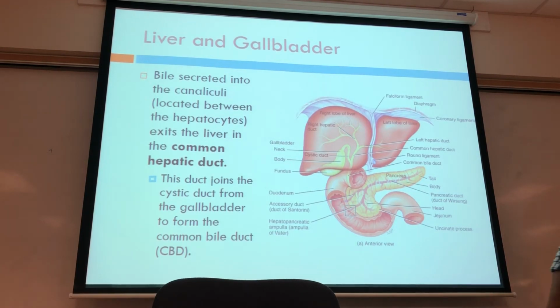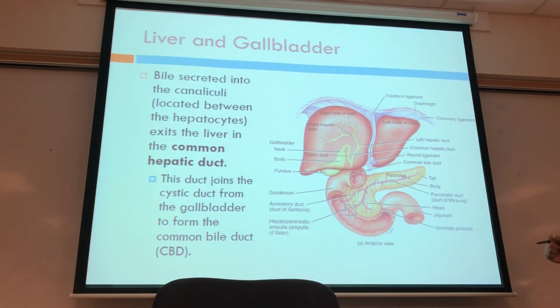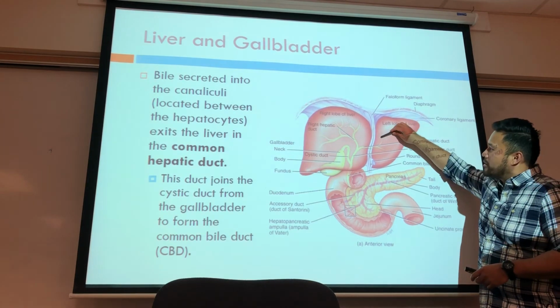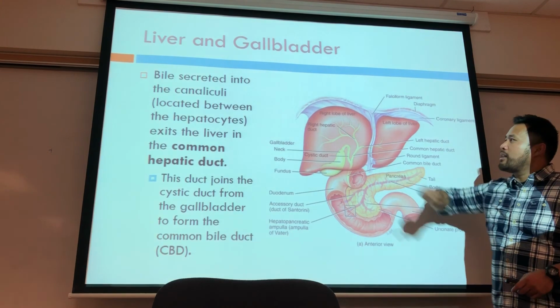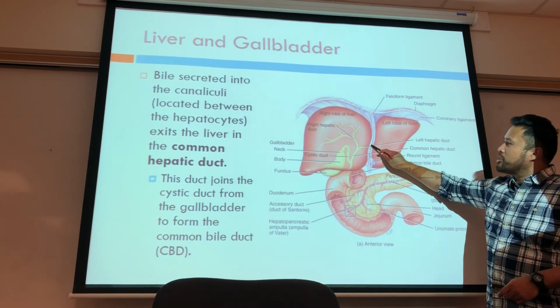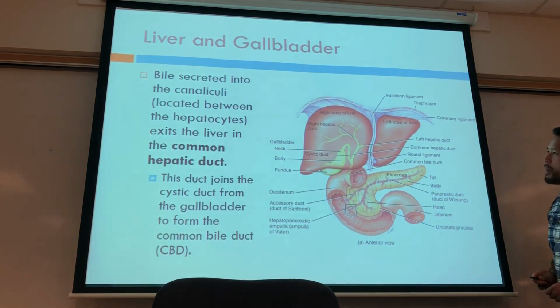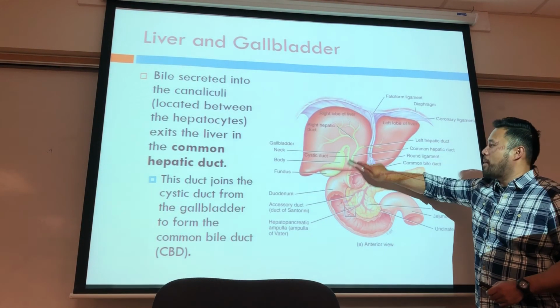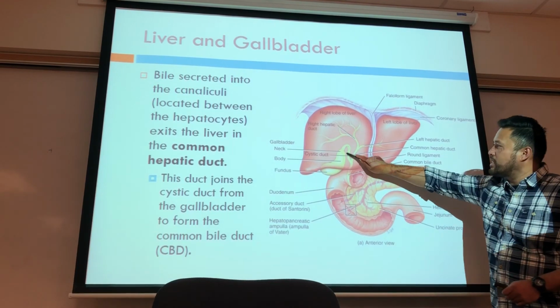We know that the liver has all these other functions, but we want to focus on the digestive portion. The bile canaliculi, which are present right in between the hepatocytes, start dumping the bile that's produced into the hepatic ducts. You've got the left hepatic duct and the right hepatic duct, which converge together into what's called the common hepatic duct. The common hepatic duct then joins the cystic duct.